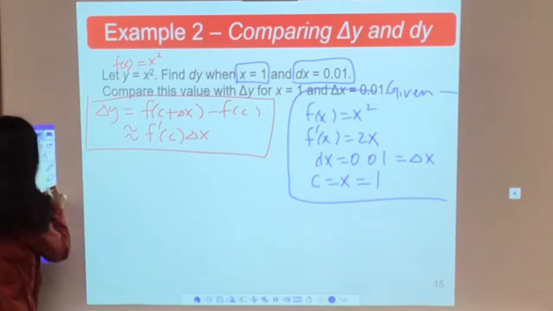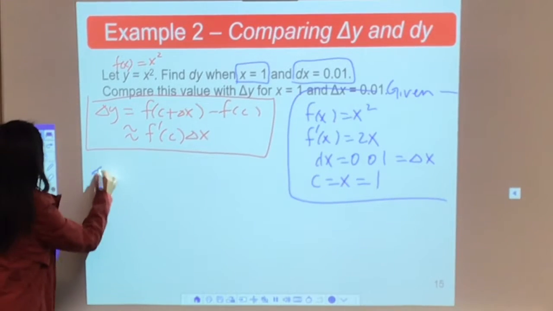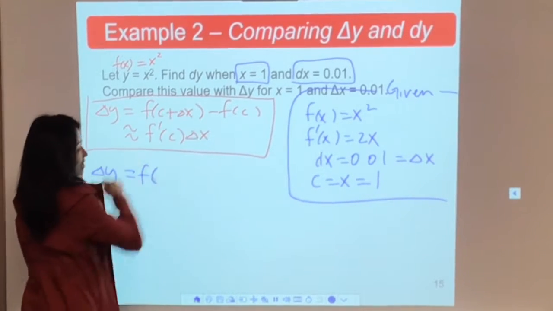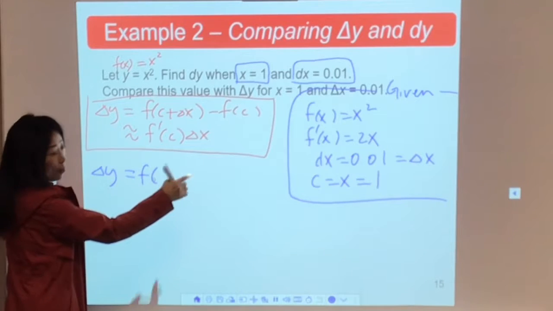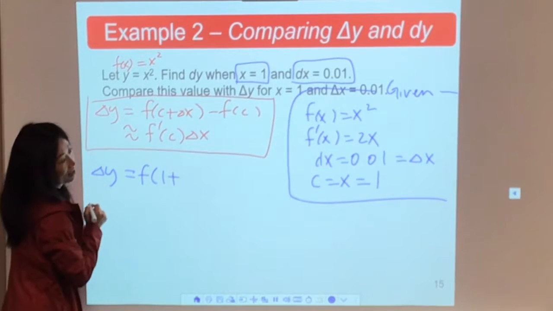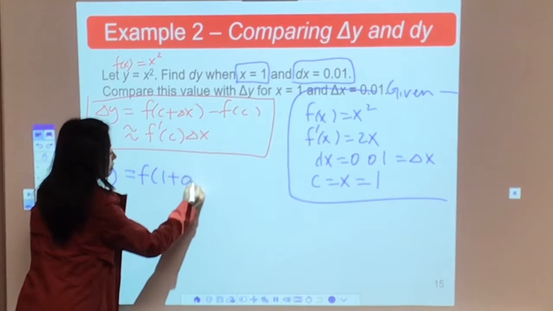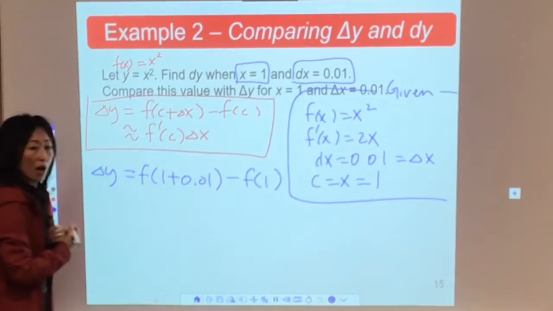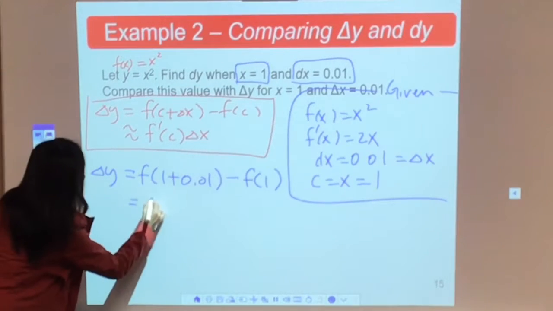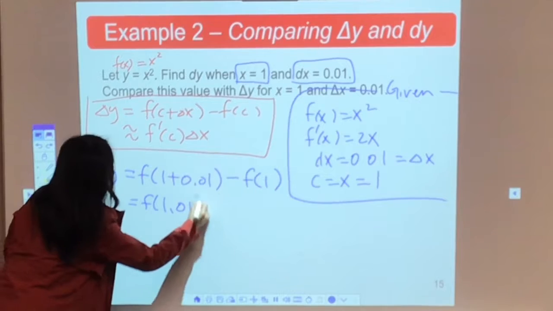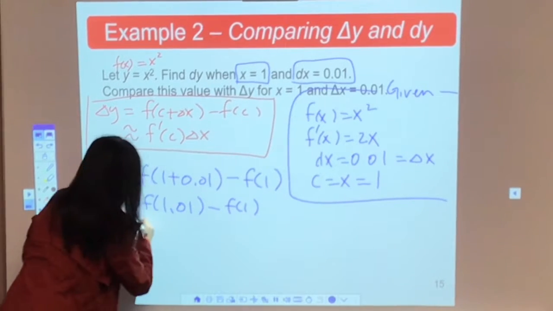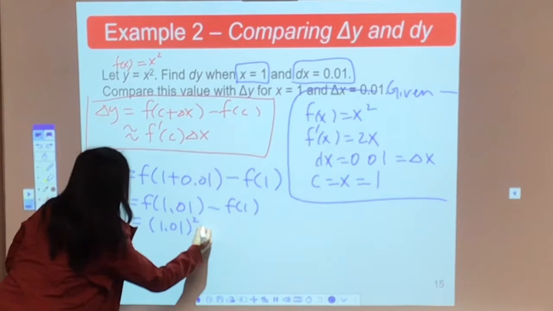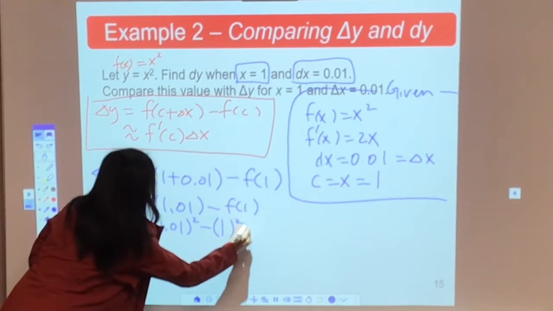All right, so delta y. How do you find this? It says f of c plus delta x. What's my c? 1. What's my delta x? 0.01, minus f of c, which is 1. So that's the same as f of 1.01 minus f of 1. This is the same as then 1.01 squared minus 1 squared.